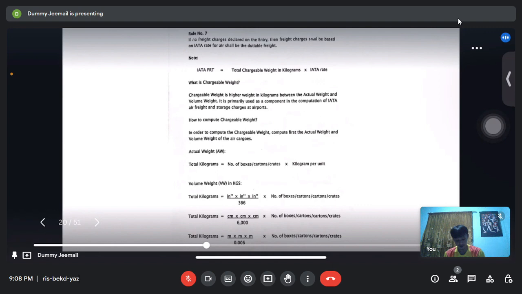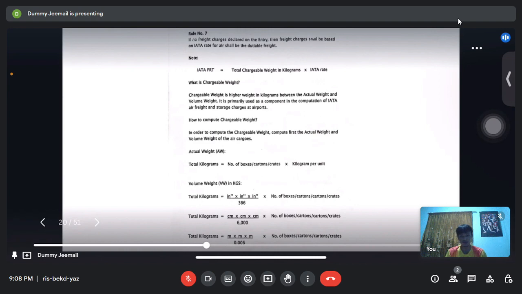A shipment of 50 cartons of apples arrived at NAIA with total FCA value of $10,000. So, each carton weighs 7 kilograms and dimension of 30 centimeters times 50 centimeters times 30 centimeters. So the entry indicated freight charges of $750, while the IATA rate is $3 per kilogram, no?